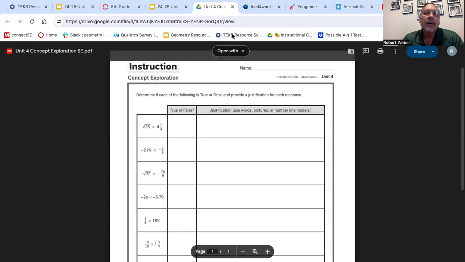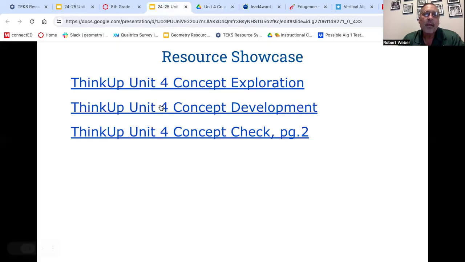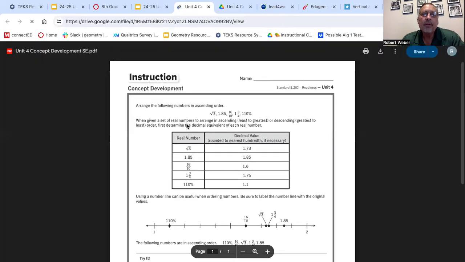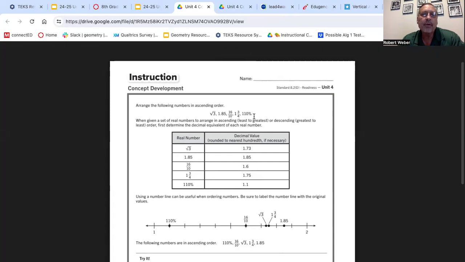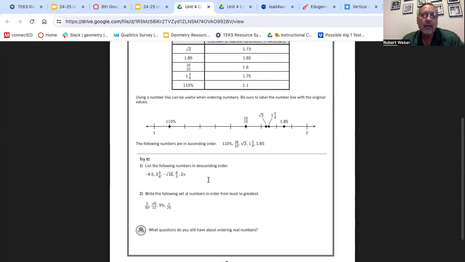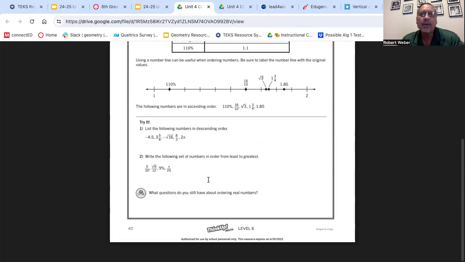Let me pull the other one up. Concept development. Again, you can see arrange the following numbers in ascending order: square root of 3, 1.85, 16 tenths, 1 3/4, and 110%. All turning them into decimal values, taking a look at the number line, and now you have the kids try it, which is a pretty good skill.